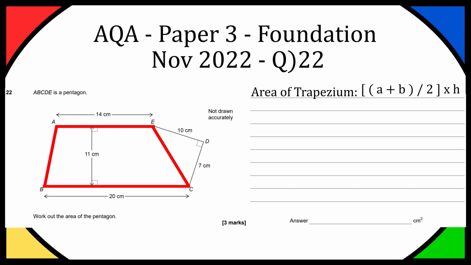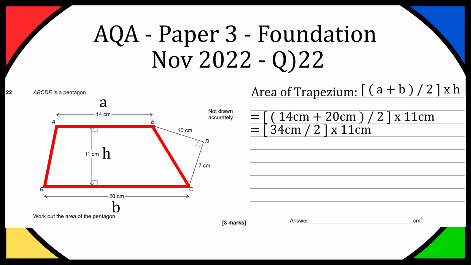So we will label our trapezium with A, H, and B. H is the height, A is one of the sides and B is the other side. In this case, A is the top side and B is the bottom side. Then you can just throw these values into the formula. A is 14 centimeters, H is 11 centimeters, and B is 20 centimeters. So the area of the trapezium is 14 centimeters plus 20 centimeters over 2, all times 11 centimeters. That gives us 34 centimeters over 2 times 11 centimeters, which is 17 centimeters times 11 centimeters, equal to 187 centimeters squared.